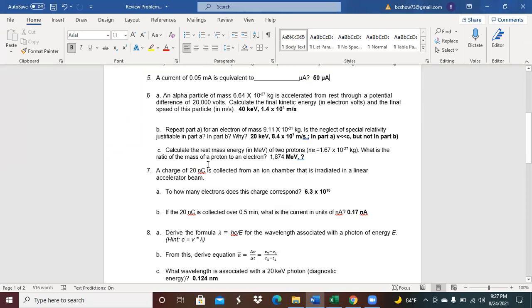I'm going to leave it to you to go through and figure out what the mass of a proton is, what the mass of an electron is, and then you take that value and divide it by this one. It's really not that hard.